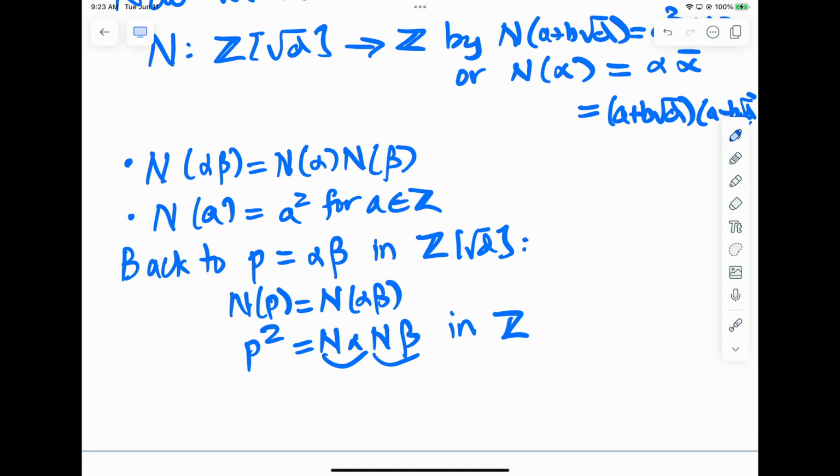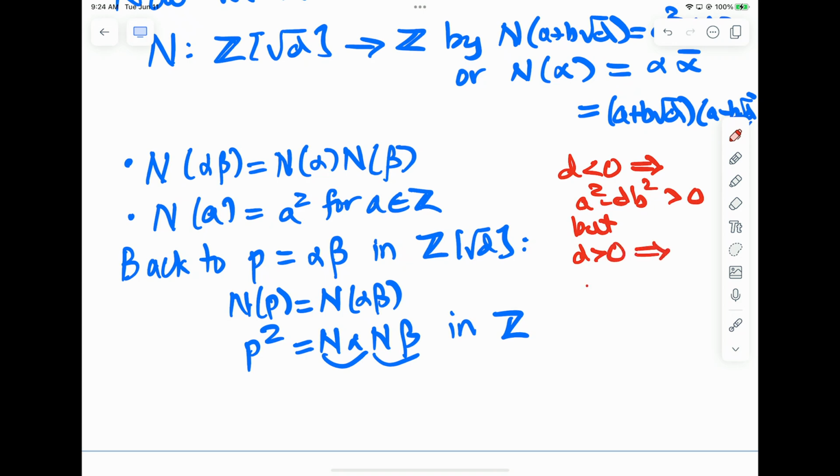p or p squared, or 1, or minus. Don't forget the minus signs. In fact, this brings up a key point that I had not mentioned here. Notice that when d is negative, then a squared minus db squared is positive. So on imaginary quadratic rings, the norm is always positive. But if d is positive, a squared minus db squared could be positive or it could be negative.